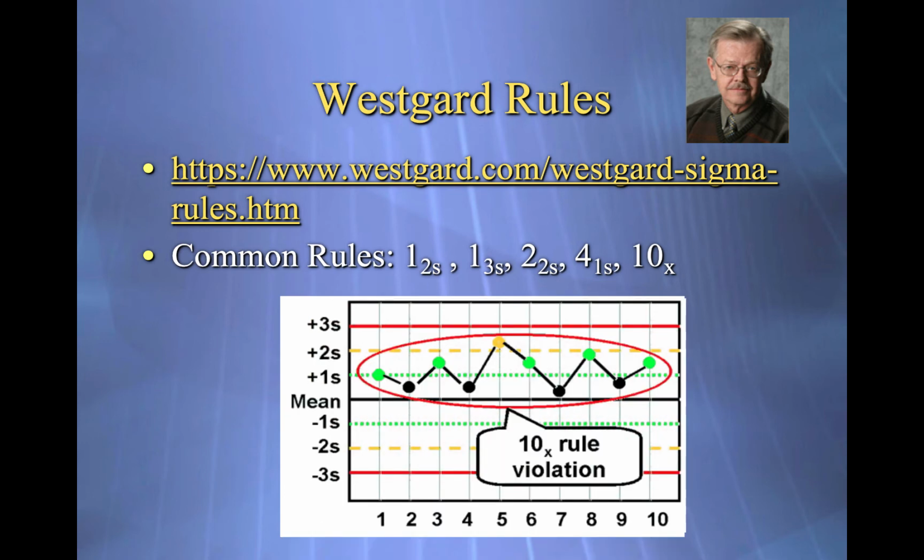Similarly, here's a 10X rule. 10 samples all on one side of the mean, bouncing around a little bit. I've got a bias in that, or maybe the mean and standard deviation that I set when I established these control values were incorrect. I didn't do enough samples to really capture a good mean and a good standard deviation, and this assay may just need to be recontrolled, with a new standard deviation and mean established for the control material so that you are back in control again.